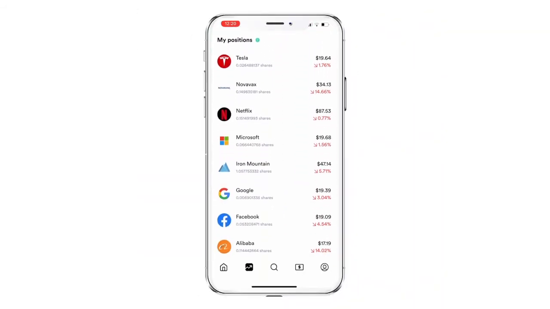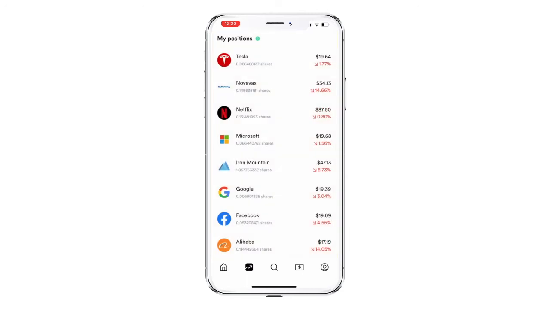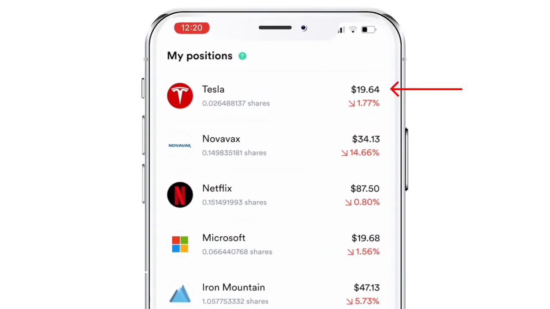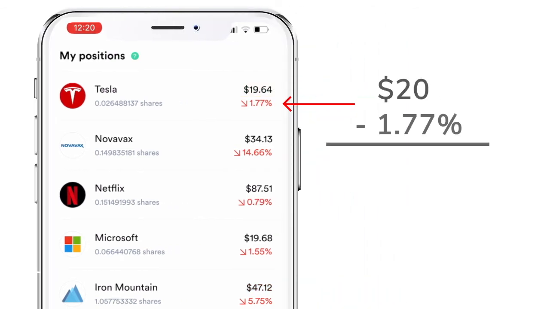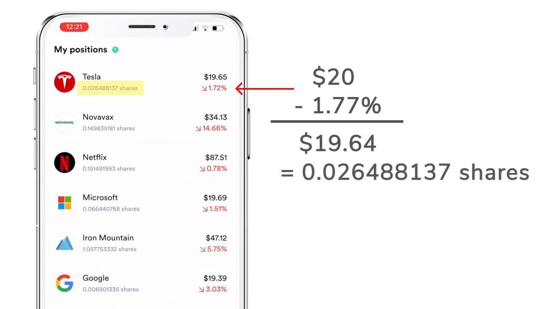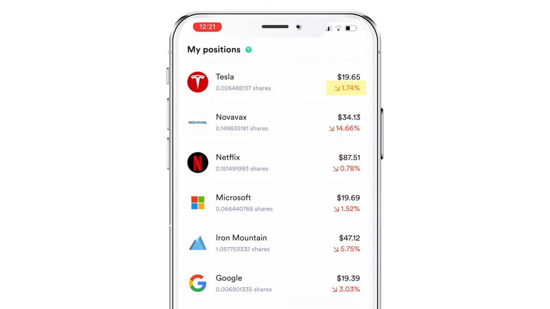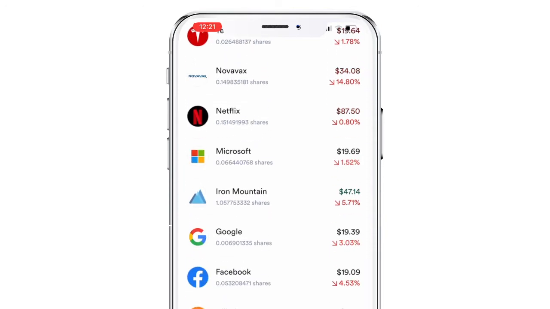My positions is the summary of the stocks you invested in. Makikita nyo yung current account value nyo per stock, which is, for example, on my Tesla stock is $19.64. $20 worth of stocks ang binili ko dito. And currently, 1.77% ang binaba niya. So, 19.64 ang account value ko. And the current number of shares. So, with this amount, I have 0.026488137 shares nitong stock. And yan, yung change of value kung tumaas or bumaba, which is the 1.74%. Again, red is down and green is up.